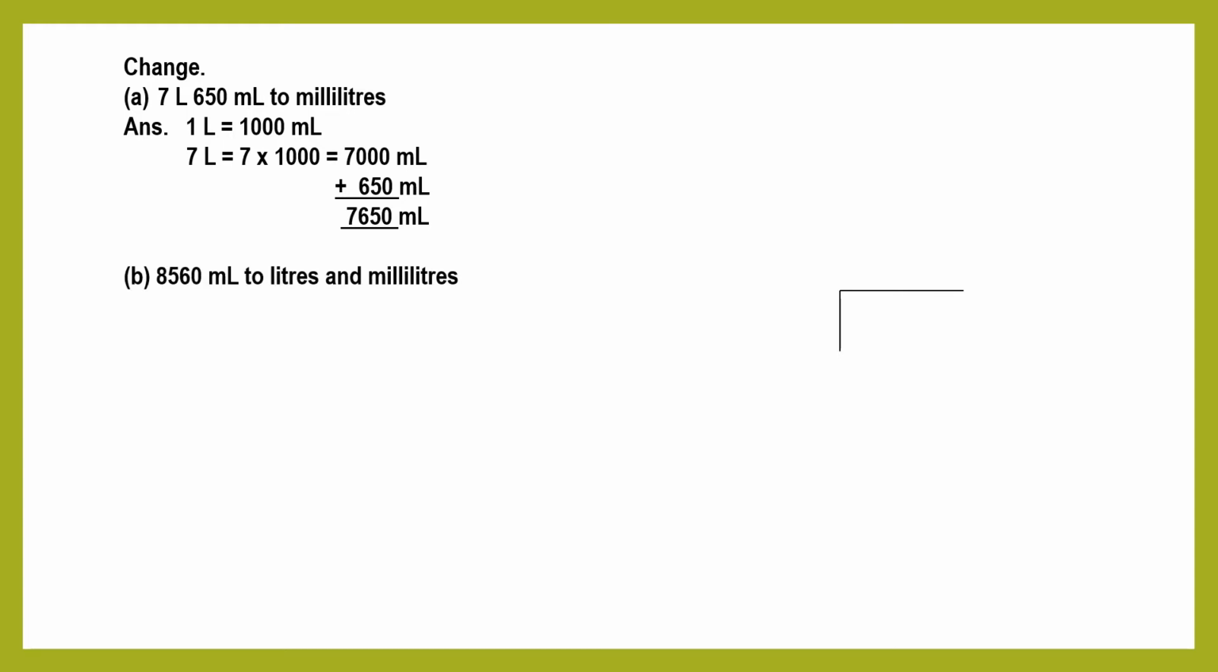Now B part, 8560 milliliters. You have to change into liters and milliliters. Now you have to go from a smaller unit to a bigger unit. So you will write 1000 milliliters is equal to 1 liter. So 8560 milliliters will be divided by 1000. Now the number of zeros in the denominator is 3, so count 3 digits in the numerator from the right hand side. That will be your milliliters, that is 560, and the number before that will be your liters, that is 8. So 8 liters 560 milliliters.